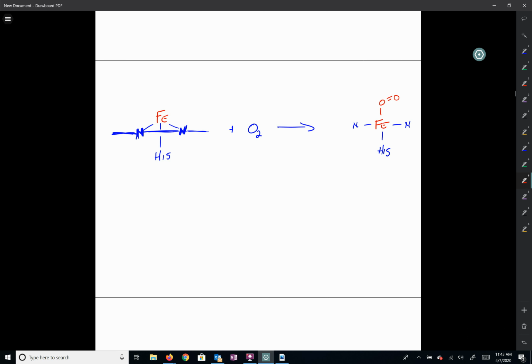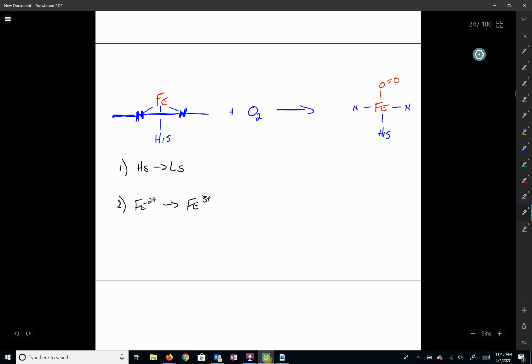And there's two thoughts. The thoughts are this: one, we're going from a high spin to a low spin system. Or two, we're going from an Fe2 plus to an Fe3 plus system. Say, oh my goodness, what in the world does that mean? Let's try and explain this. So let's talk about the Fe2 plus to Fe3 plus system there.